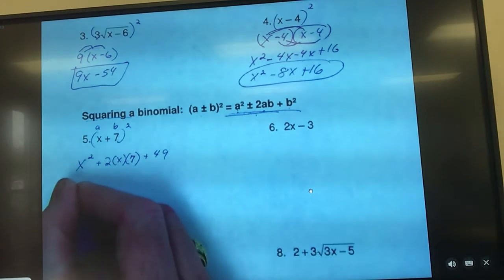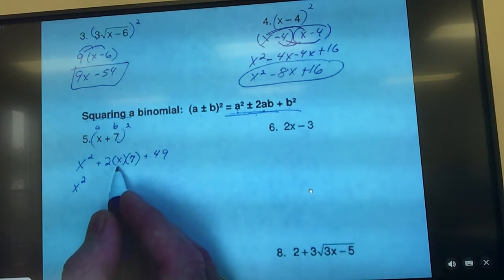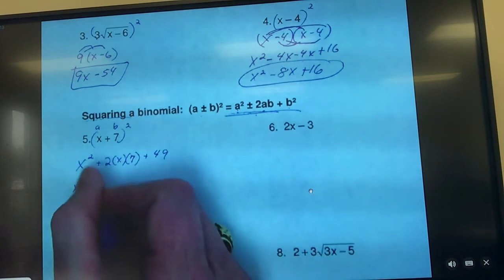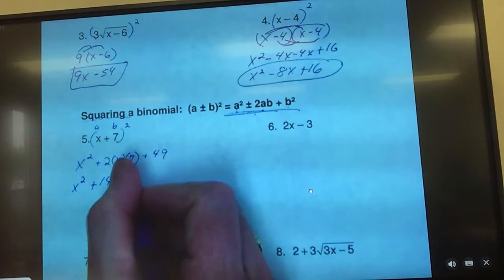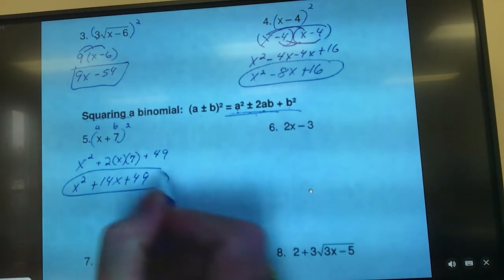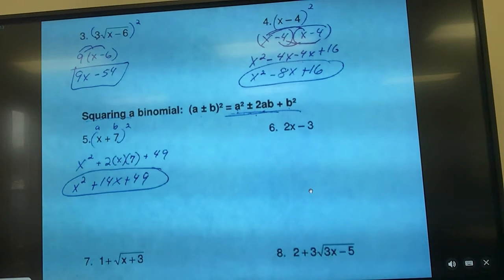Alright, so now I'm just going to clean up the middle. So this is x squared. What is 2 times x? 2x. 2x times 7. 14x. And then 49. Nothing I can do with those. They're not like terms. That's it. That's all. That's done. Let's keep it simple and do number 6 the same way.